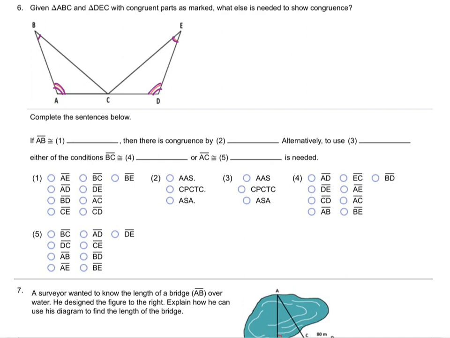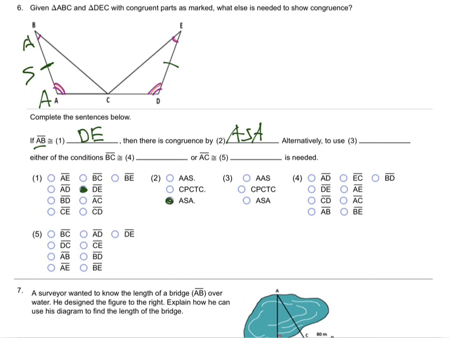Well, side AB, if we knew AB was the same as what? Well, this one, huh? So that would be DE on that one. So right there, DE. If we knew AB was the same as DE, then there would be congruence by what? Angle, side, angle.